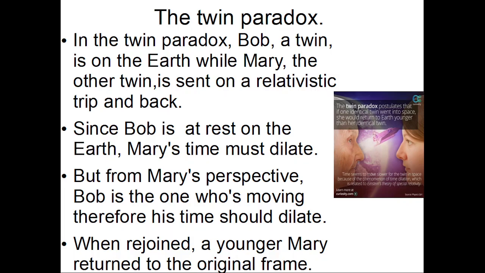So let's look at the twin paradox as it's usually presented. Bob, a twin, is sent on a relativistic trip and returns home a number of years later, while Mary, the other twin, remains on the Earth. By the way, they're not identical twins. Since Mary is at rest on the Earth, Bob's time must dilate. But from Bob's perspective, Mary is the one who's moving, therefore her time should dilate. Still, when they're rejoined, Bob is younger.